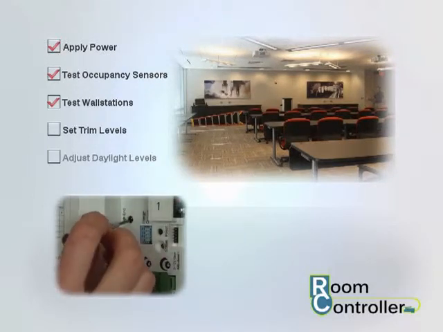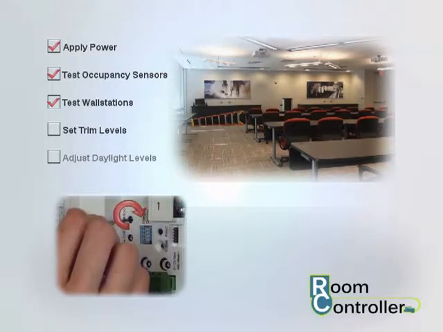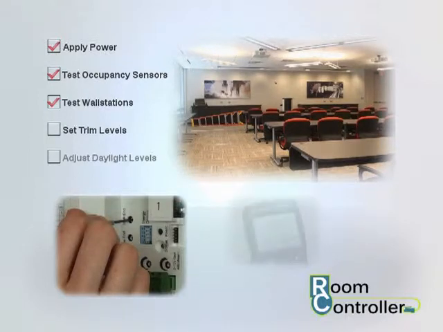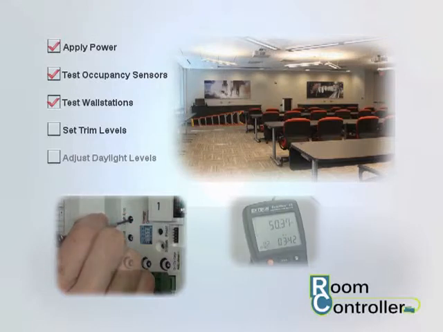Using a small screwdriver, twist the maximum trim dial counterclockwise and then fully clockwise again. The lights will go full bright and the room controller will enter adjustment mode. Turn the dial counterclockwise in small increments until the light level is at the desired maximum.